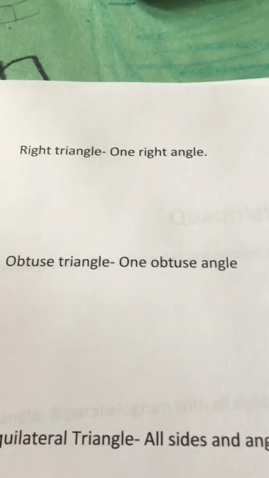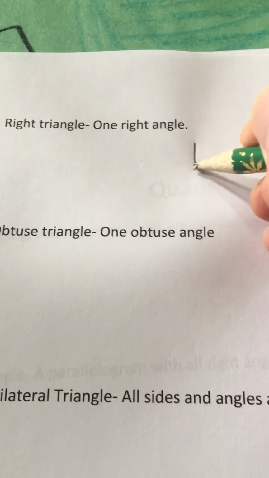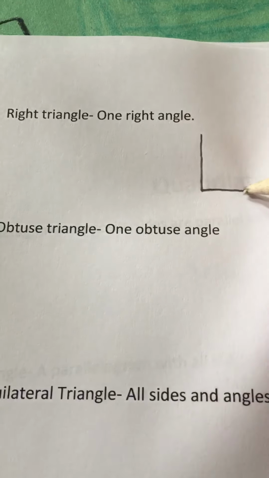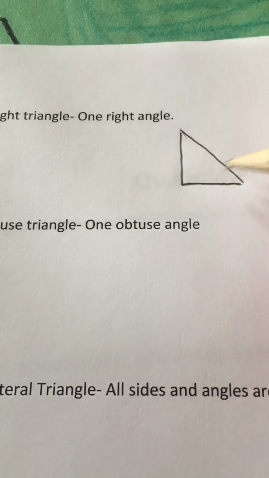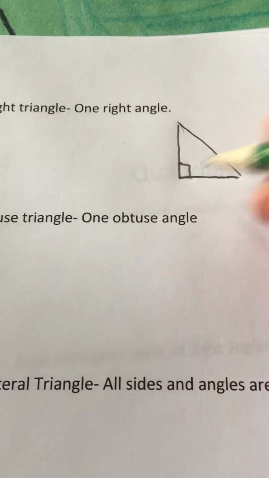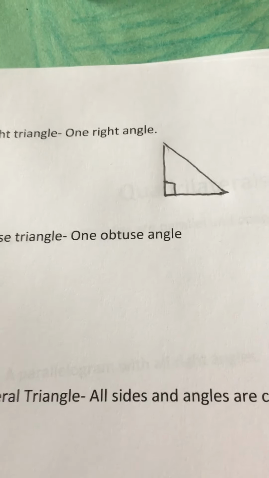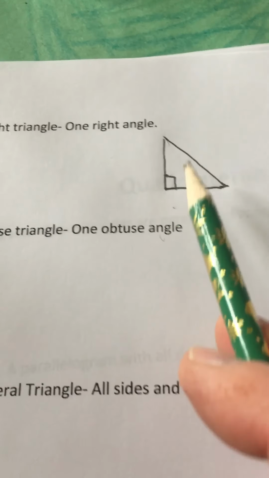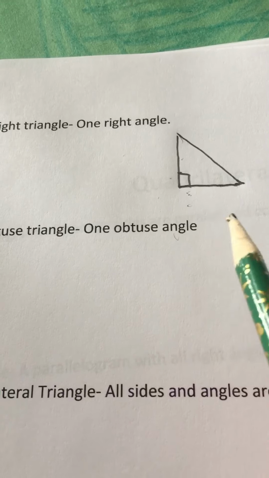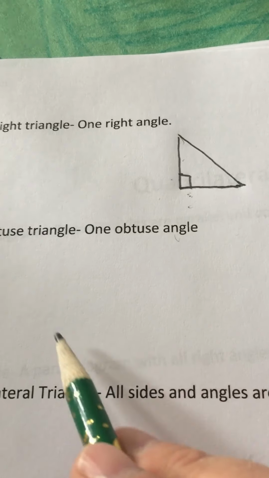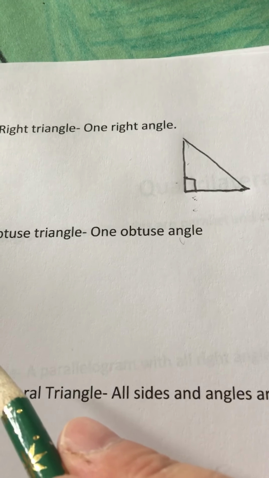A right triangle has one right angle. It's a triangle with one right angle. Okay, and I can indicate that. That's not closed, man. Close up. All right, that's a right triangle. Now, why can it only have one? Because the sum total of all the angles is 180. You can only have one. Okay? That's a right triangle.